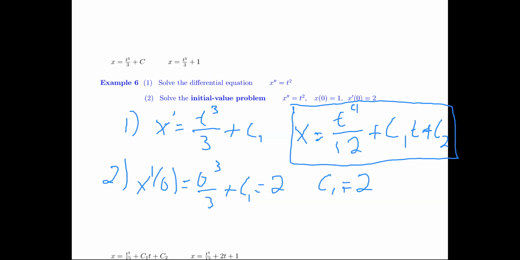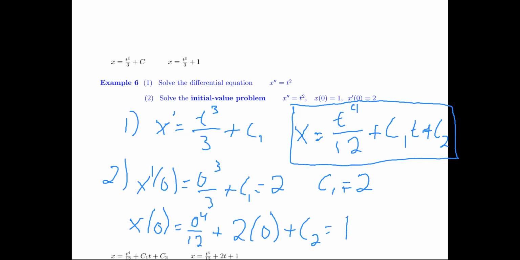And then we keep going. So x of 0 is 1, so x of 0 is equal to, this is t to the 4th, so it is 0 to the 4th over 12, plus c1, which we saw was 2, times t, which was 0, plus c2 is equal to 1. Right, I'm just getting that from here, right? x of 0 is equal to 1. So this tells us that c2 is equal to 1.